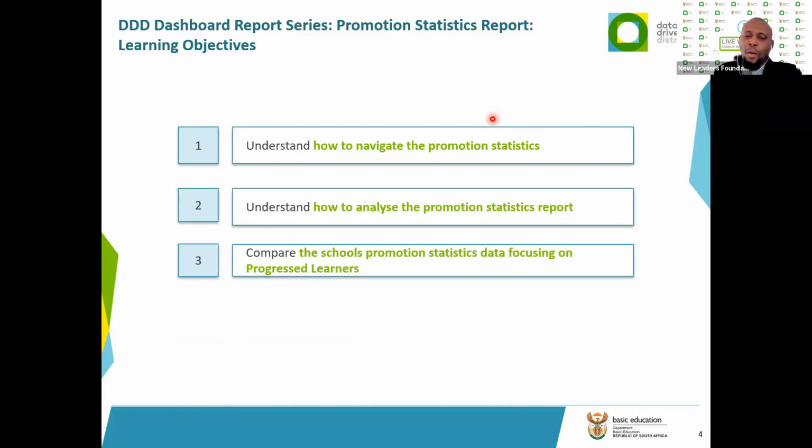The third one is to compare the school promotion statistics data, focusing on progressed learners. How do we start comparing, with the knowledge that we're going to learn today? If you are sitting at district level, as the circuit manager for curriculum, how do we start comparing apples with apples?